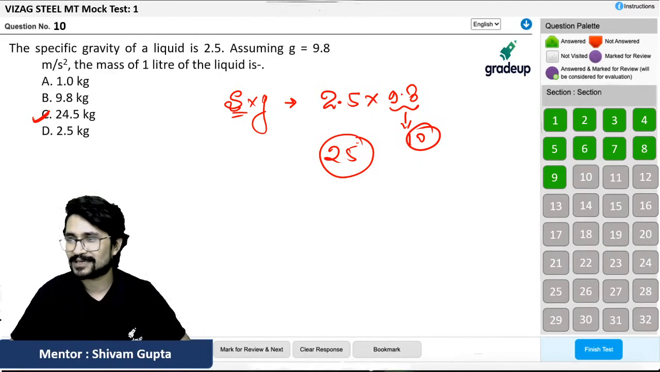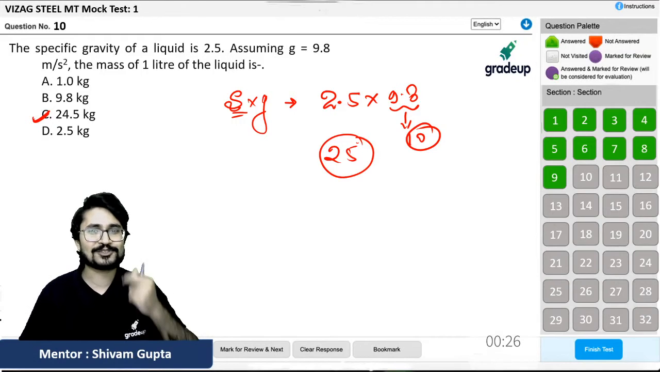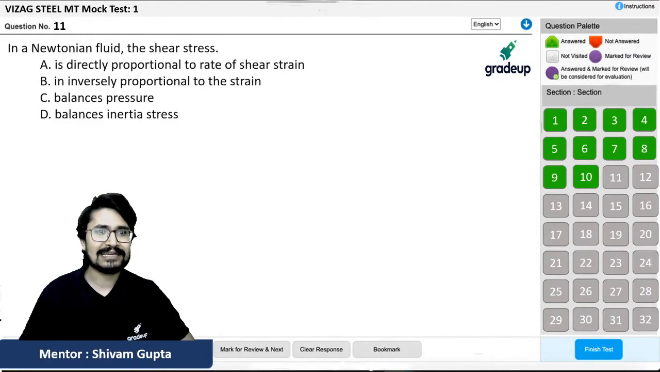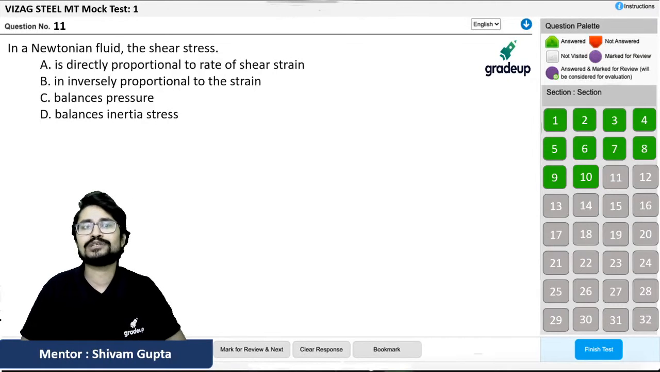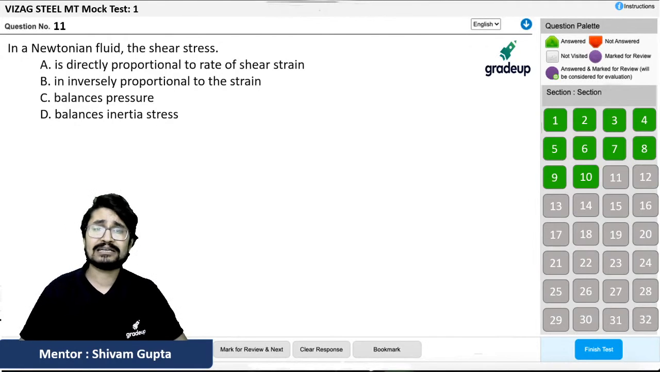Great. Okay, now coming to the next question. The next question is saying that in Newtonian fluid, the shear stress is directly proportional to the rate of shear strain, is inversely proportional to the rate of shear strain, balances pressure or balances inertia stresses.